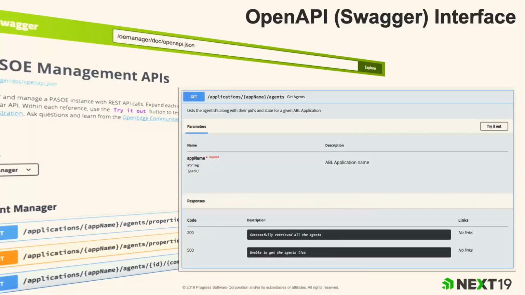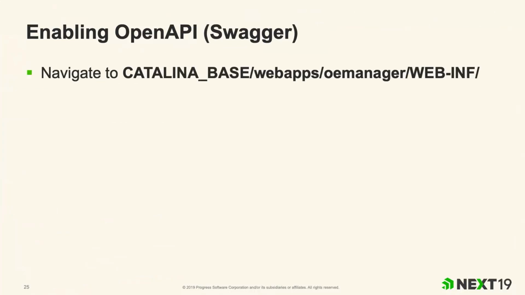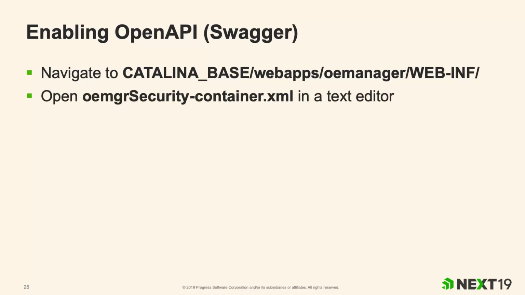So, all right, this is a quick glance at what the Swagger interface looks like. And we'll get into that a bit more. So how do you enable it? Real easy. Once you have deployed the web app, navigate to your Catalina base. That's the location of your PAS instance. Go into the web apps folder, go into OE Manager, and look inside WEB-INF. You're going to find oemanager.security.container. This is the default security file for the OE Manager. Container basically says it inherits from Tomcat overall. So the username and password for Tomcat, that's what you would use for this.